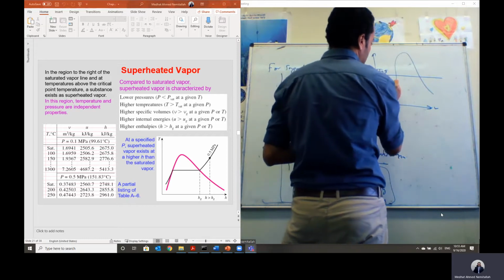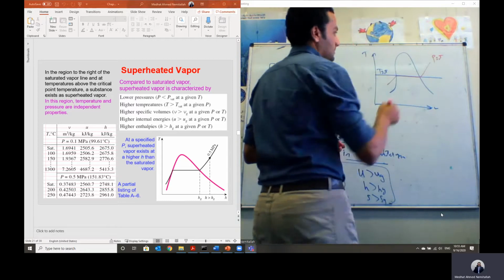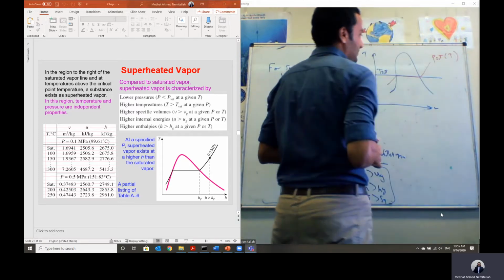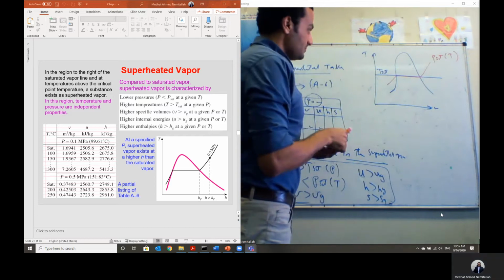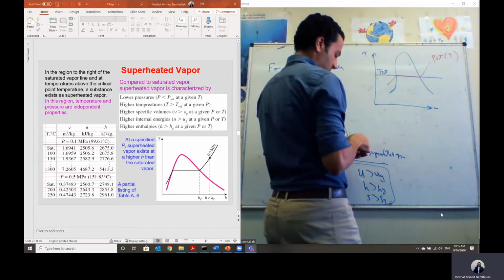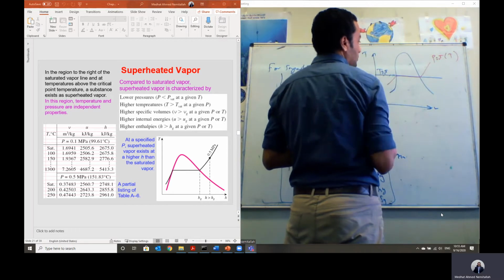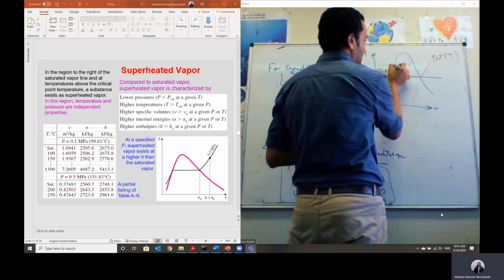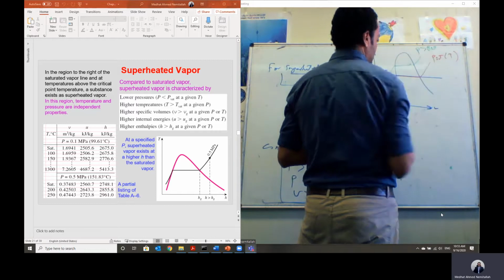This line should represent the saturation pressure at this temperature T. Okay, at a given temperature T, at this line temperature, any point here in the subcooled region has a pressure. This is the line of pressure. This pressure is greater than P saturation.